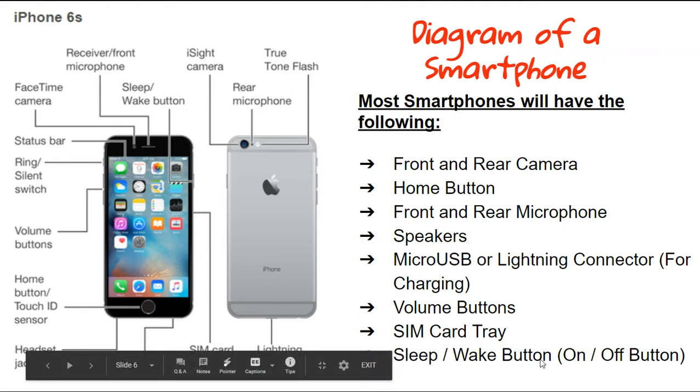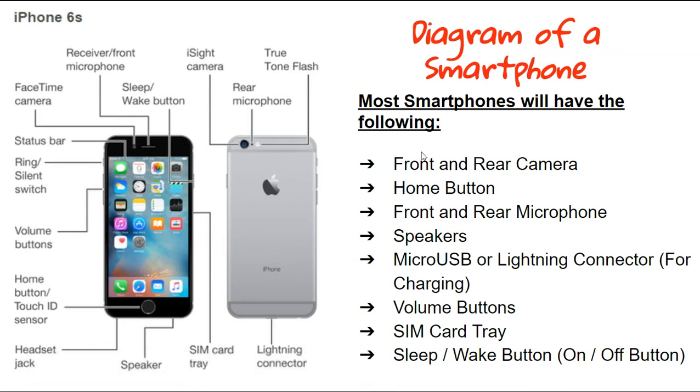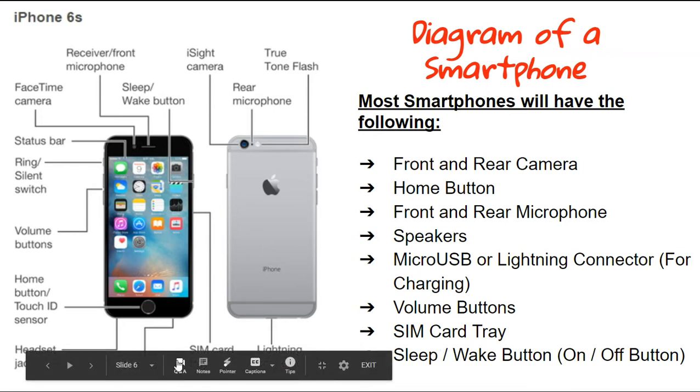And then the sleep/wake button, the on/off button to turn the device on and off. On the iPhone, they have the silent button as well. And so you just need to have an awareness of different types of buttons and features that one would expect to find in a smartphone.